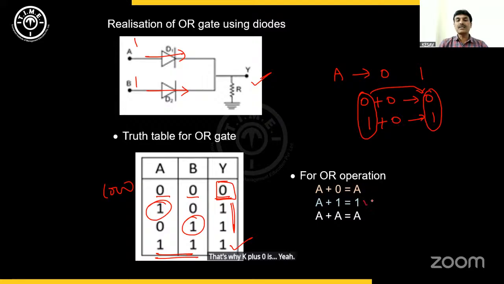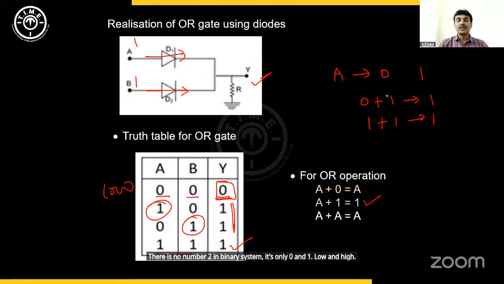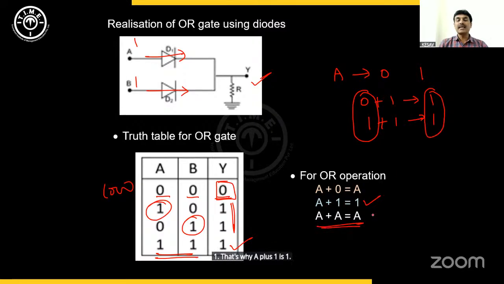And A plus 1 is always 1 irrespective of the value of A, either low or high. In the same explanation, if you use 1 here, 0 plus 1 is 1. 1 plus 1 is also 1. It's not 2. There is no number 2 in the binary system. It's only 0 and 1, low and high. Now, see, for any value of A, the output is always 1. That's why A plus 1 is 1. A plus A is always equal to A. Remember these relations. So that is about OR gate.